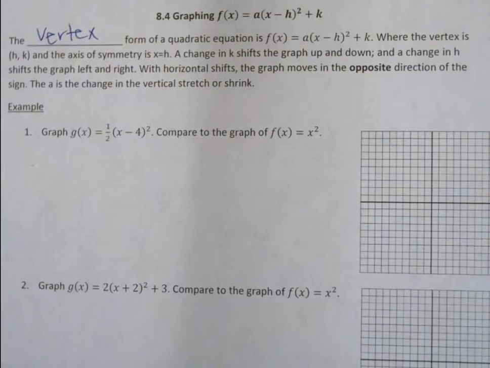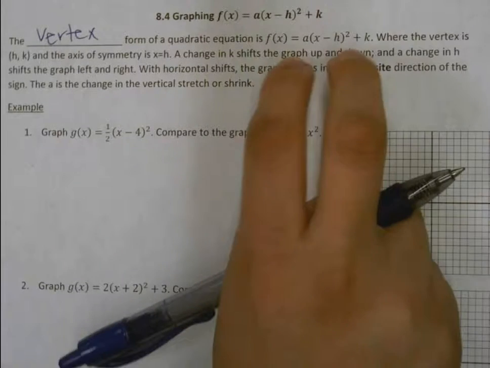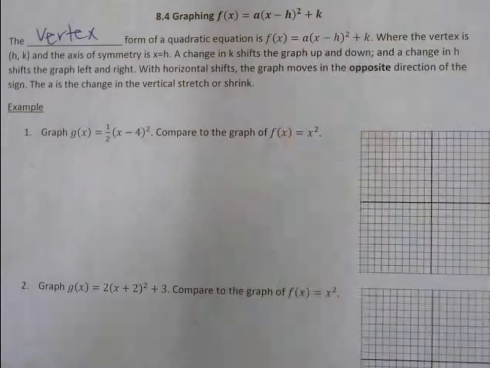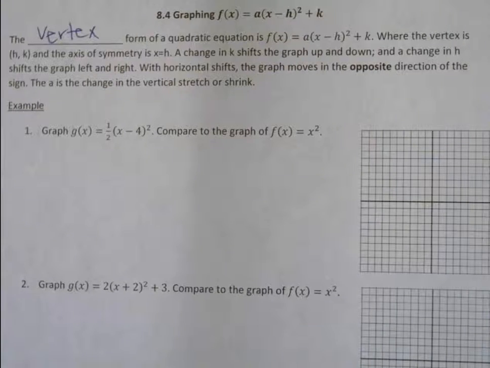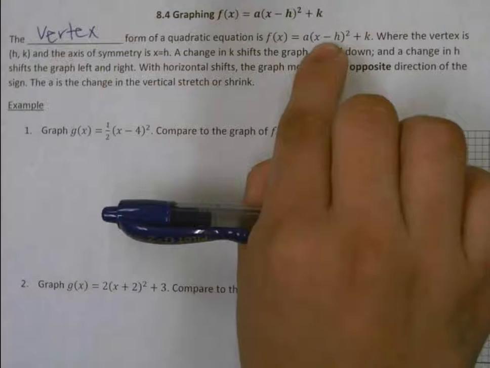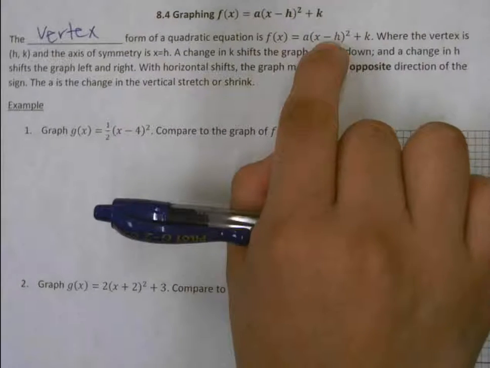And the reason this is called the vertex form is the numbers h and k are actually my vertex. I can see the vertex of the graph without even having to graph it. H moves the graph left and right, k moves the graph up and down. And when it's moving left and right, because of the formula, because it has a negative, it moves opposite the sign in there.